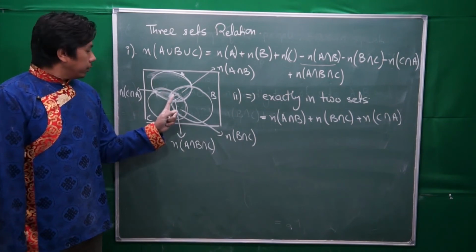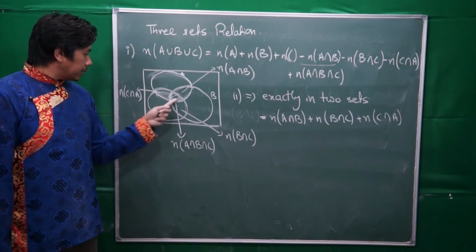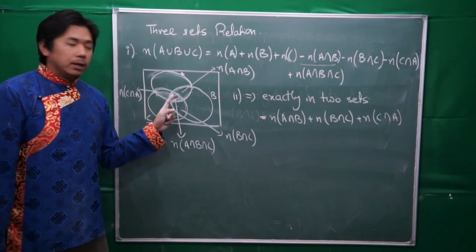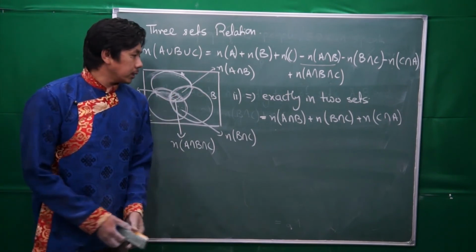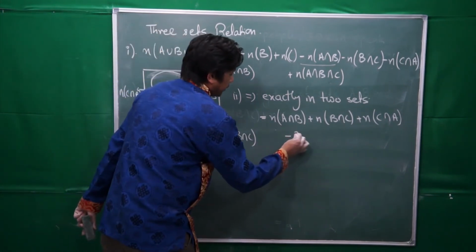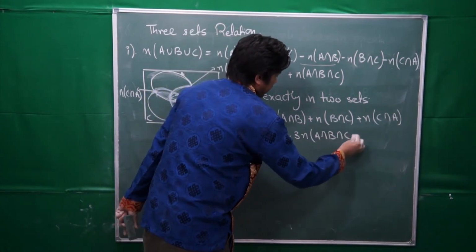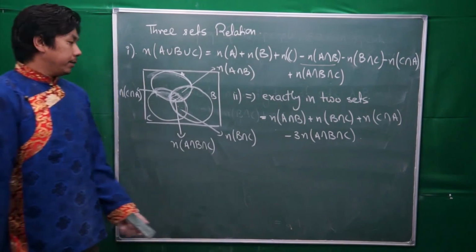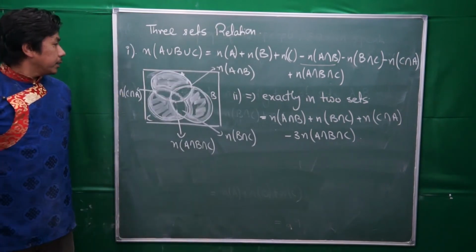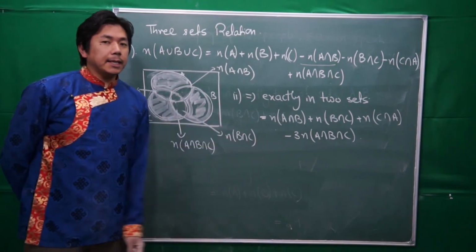Okay. So to remove this part, what happens is this is being added thrice. Therefore, this portion has to be removed thrice. Minus 3 times A intersection B intersection C. Okay. This is the first relation and this is the second relation.